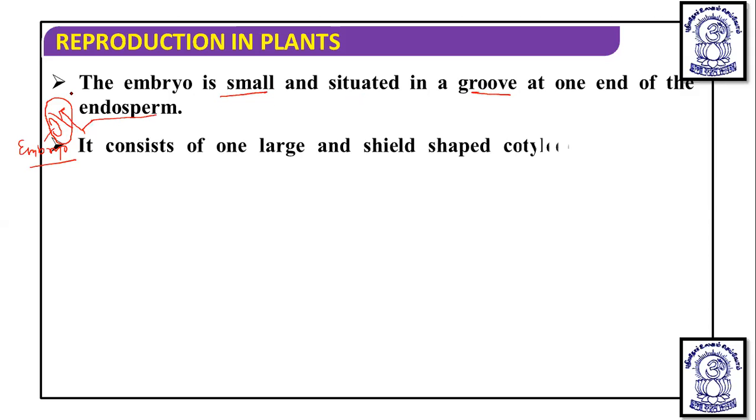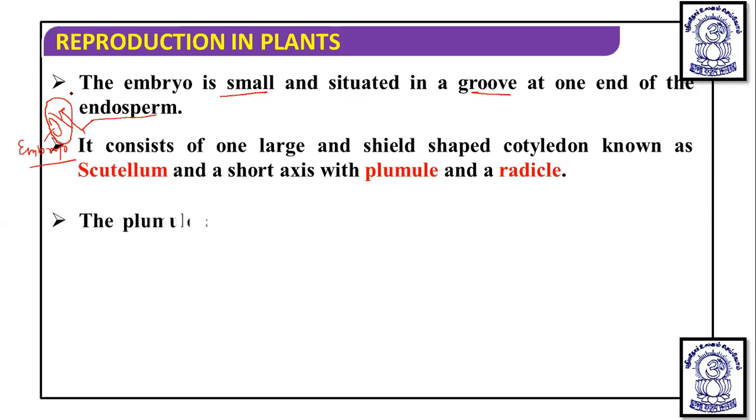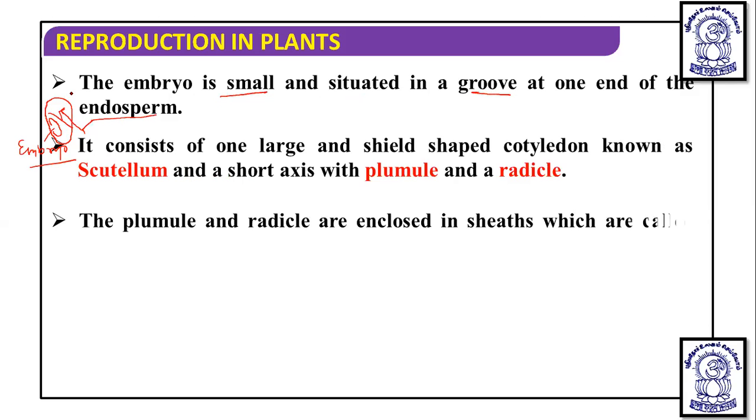Next, it consists of one large shield-shaped cotyledon known as scutellum and a short axis with a plumule and radicle. Yes, we know that scutellum is the single cotyledon of this monocot. Plumule and radicle are also enclosed in sheaths called coleoptile and coleorhiza respectively. Coleoptile covers the plumule and coleorhiza covers the radicle, that we have seen.